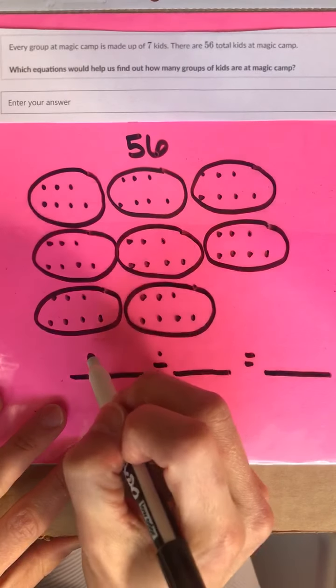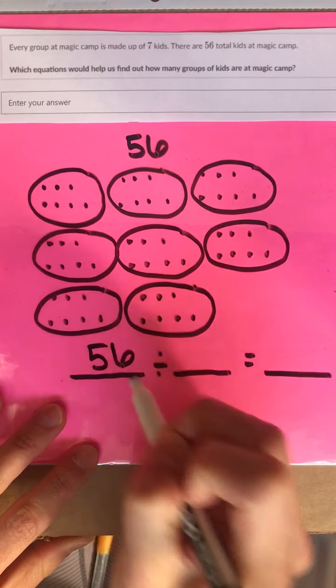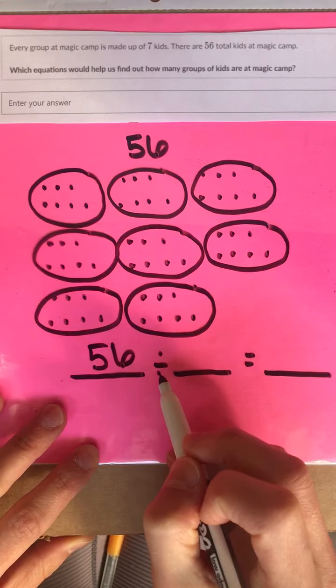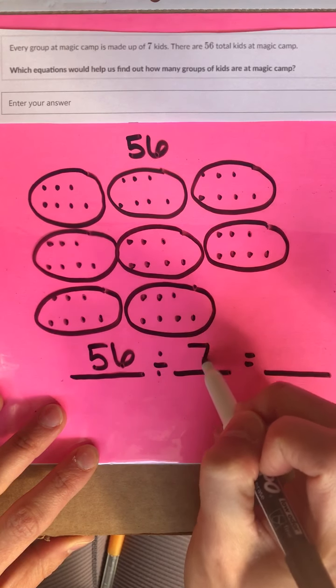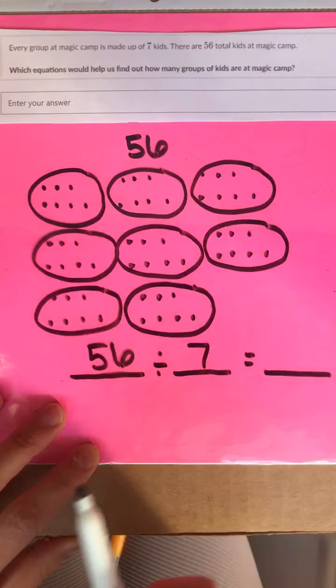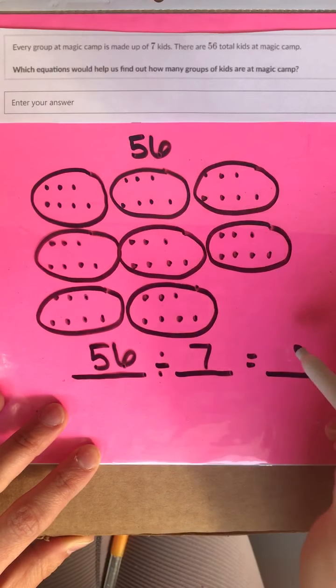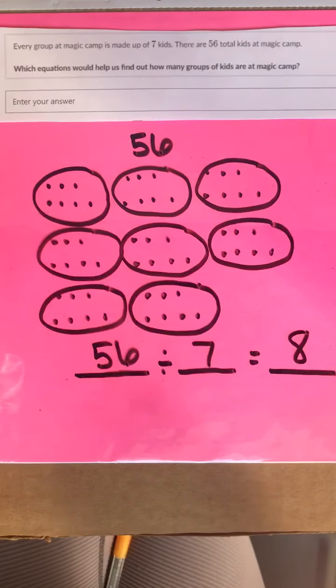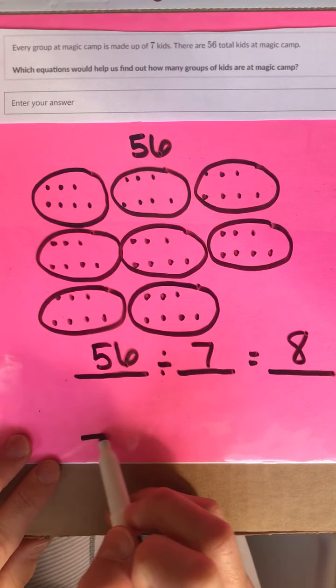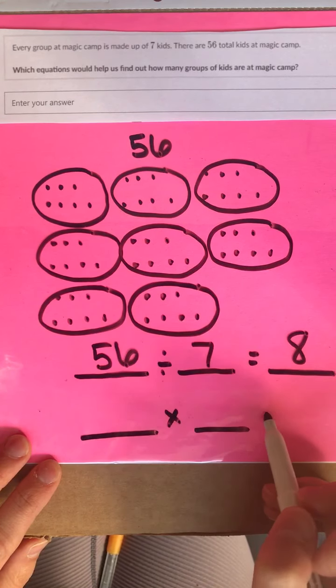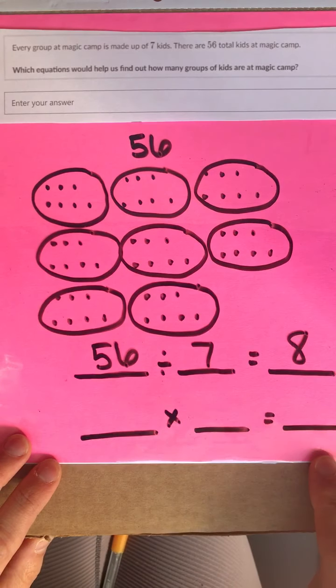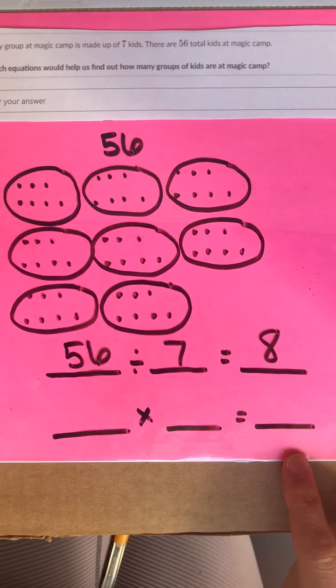Okay, friends, great job. So remember, there were 56 total kids at Magic Camp. We divided them into equal groups of 7 kids in each group. And that left us with 1, 2, 3, 4, 5, 6, 7, 8 groups. Great job. So I would now like you to pause your video and write your related multiplication fact. Press play when you're ready to check with mine.